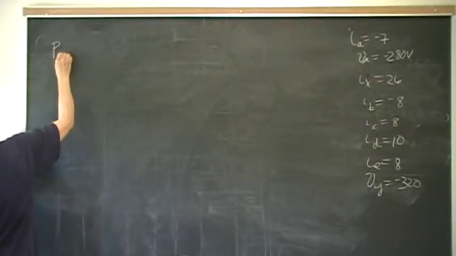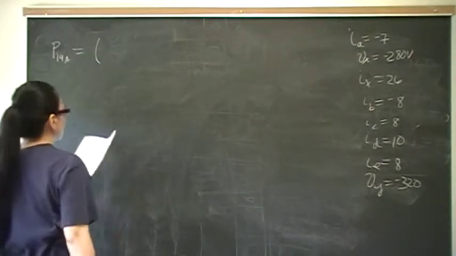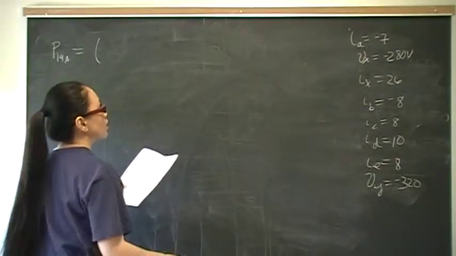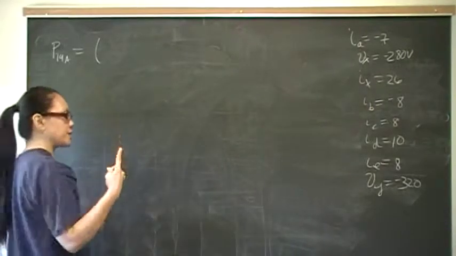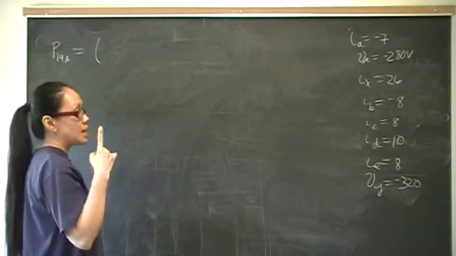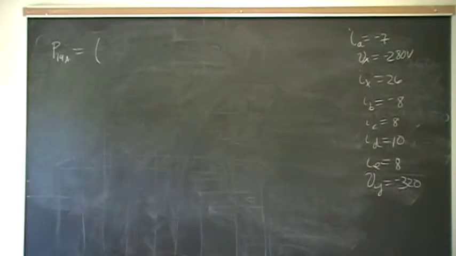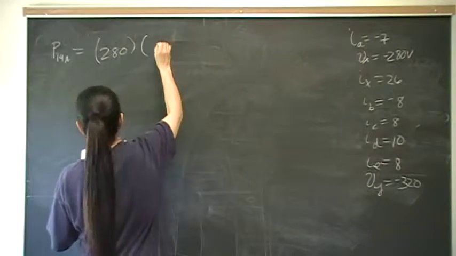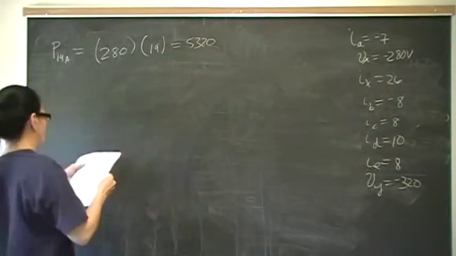So there's a 19 amp source. That's going to be minus Vx times 19 amps. So P is equal to Vi. Vx is negative 280. Remember, the voltage rise arrow was pointing up, so that's going to be negative voltage. So it's minus, but Vx is negative, and a negative times a negative is a positive. That gives me 280 times 19, and that's equal to 5320 watts.